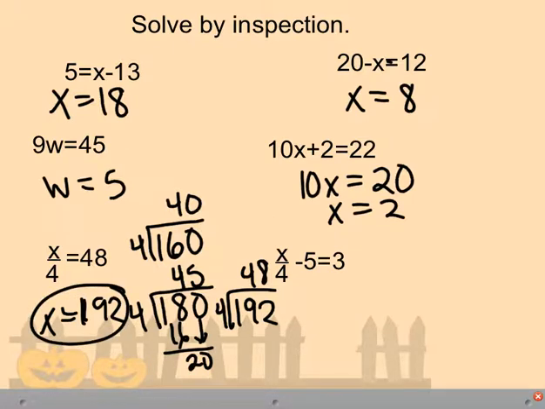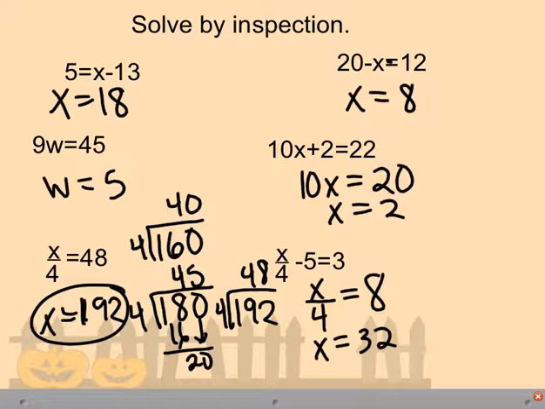And lastly, if I take a number and divide it by 4, then subtract 5, I get 3. That means I'm really looking for a number that when divided by 4 gives me 8, because if I don't subtract that 5, then I get 8. The only number that I can think of is 32. 32 divided by 4 gives me 8, and so I can subtract 5 and get to 3. So my x is 32.